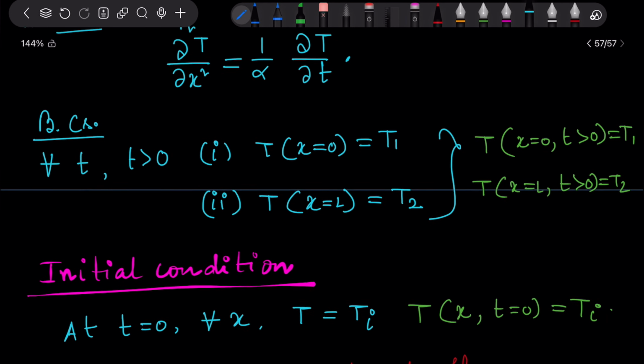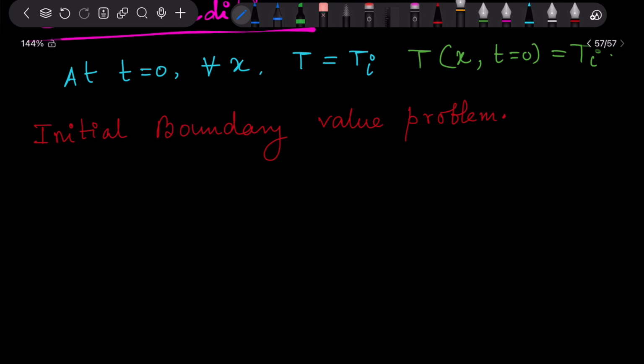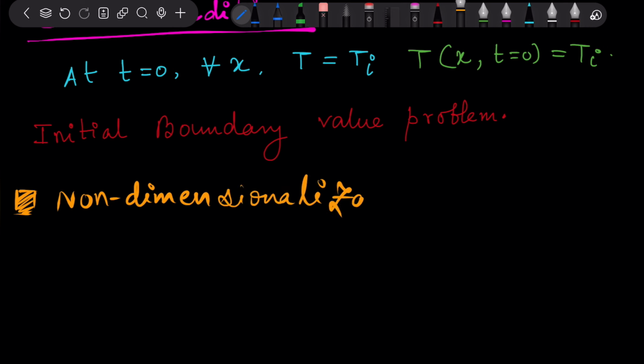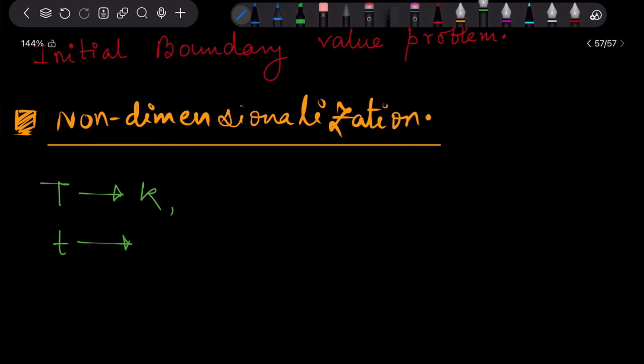Now you have to solve the problem, and let us see how we can solve it. Before solving the problem, I will introduce another concept, that is non-dimensionalization. What do we mean by that and why do we need it? Non-dimensionalization means, see, this T has a unit, maybe Kelvin. This small t has a unit, maybe seconds. This x maybe has a unit of meter. And this alpha also has some unit. I have actually forgotten the unit, you can derive that.